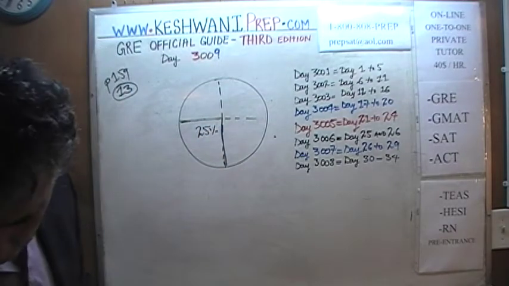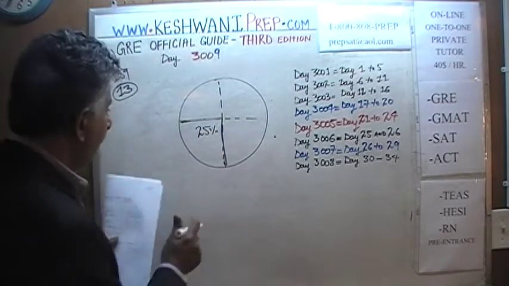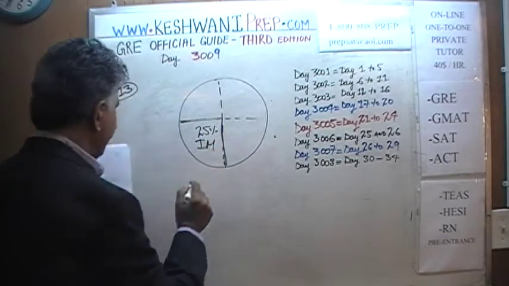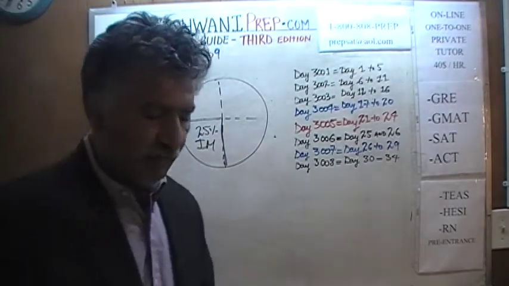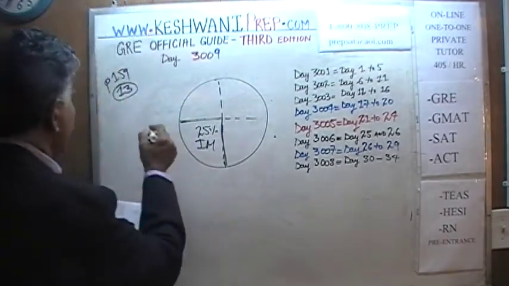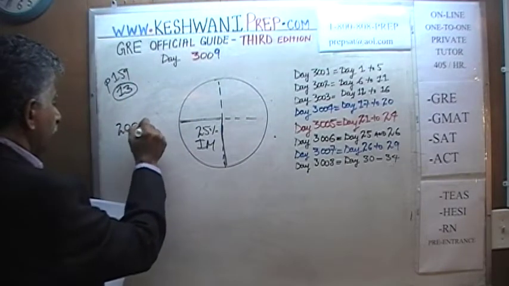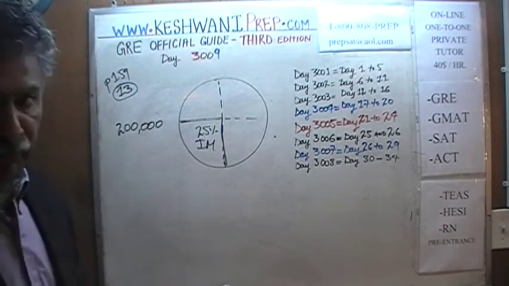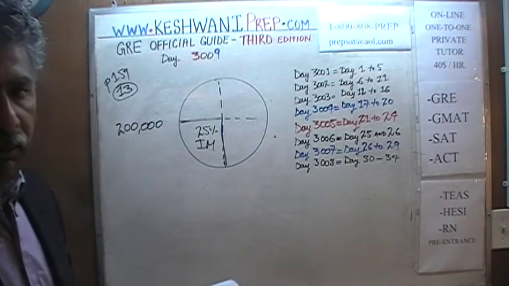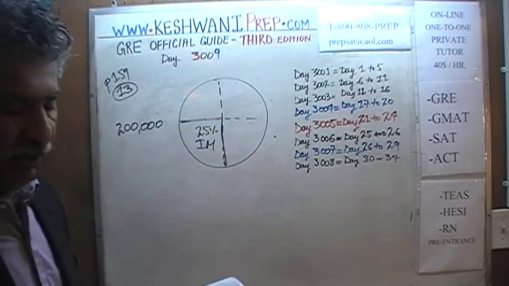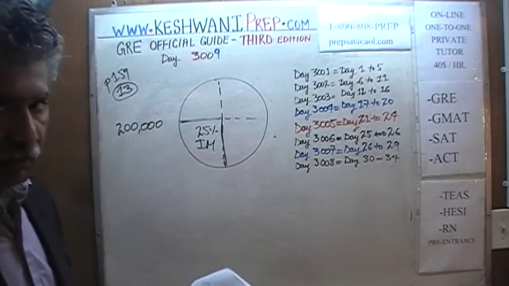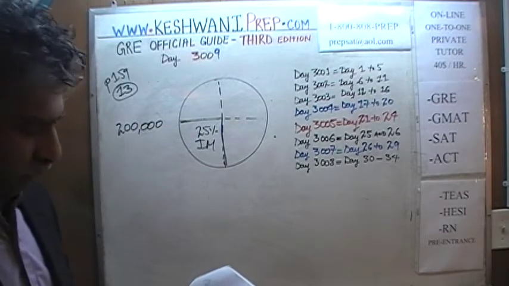We are told that I have written in my notes IM. What do you suppose that is? Internal medicine. These are doctors who specialize in a given field. It says distribution of 200,000 doctors. 200,000 doctors in the country, let's say, and this is their distribution by their specialty. And we are told that 1/4 of the doctors specialize in internal medicine, whatever that is.